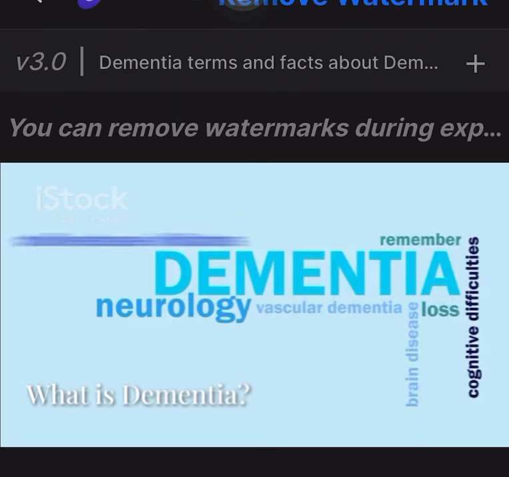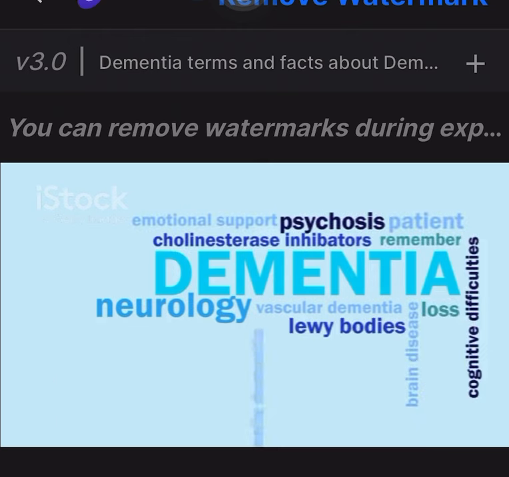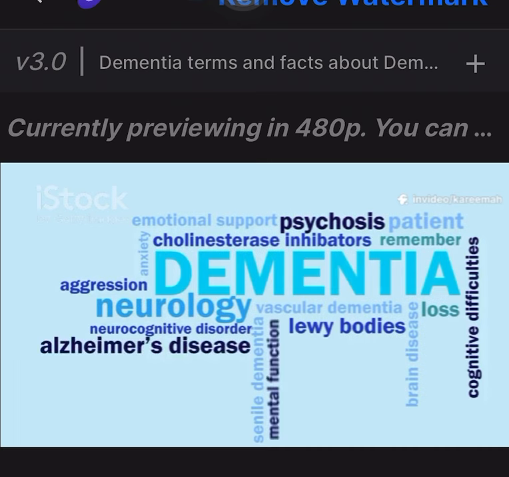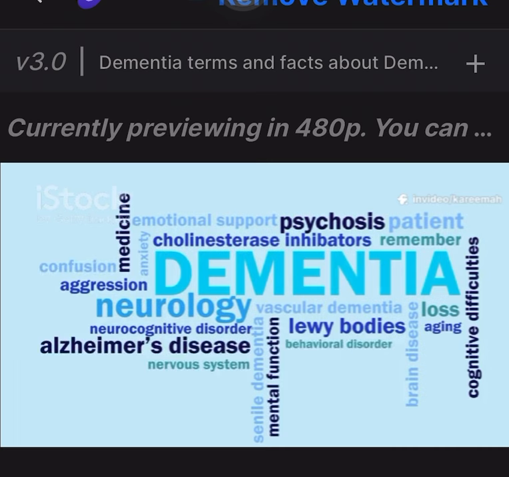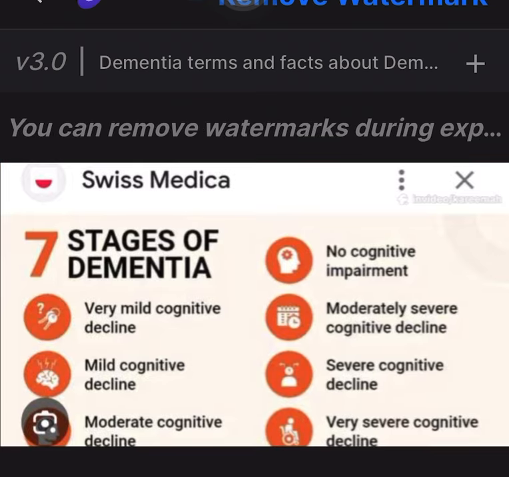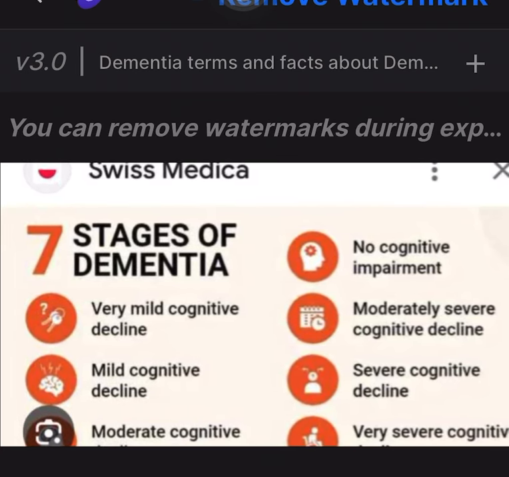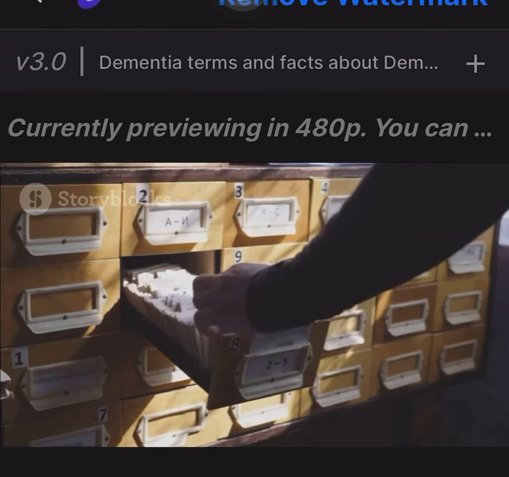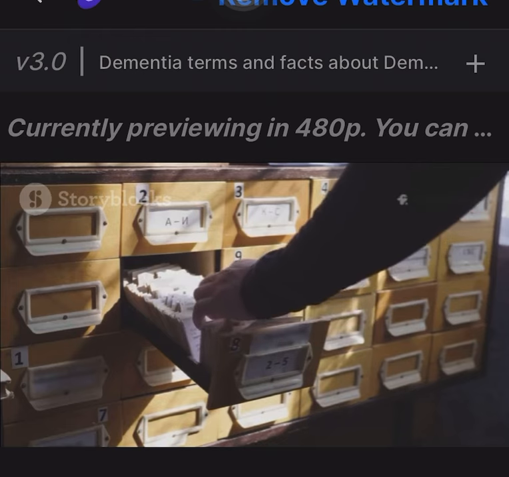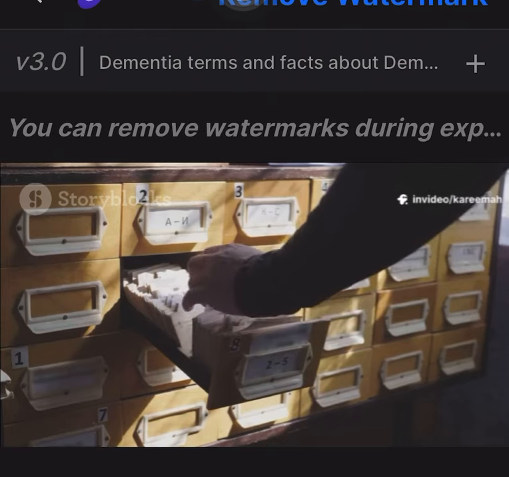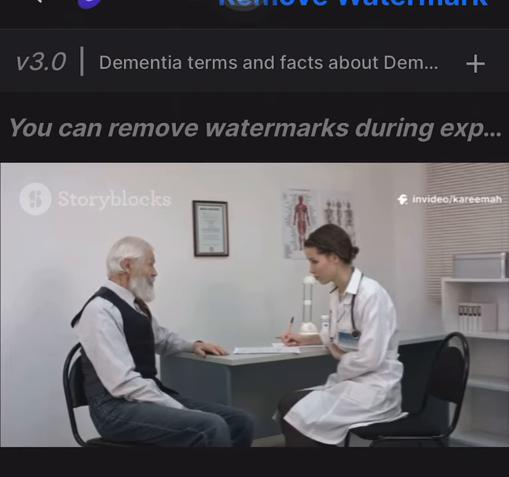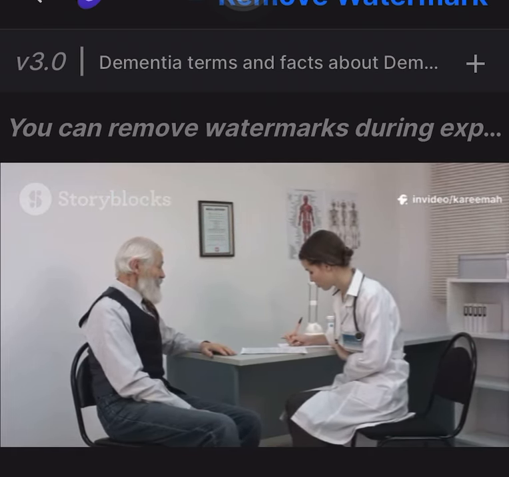Dementia isn't a specific disease, it's an umbrella term for symptoms like memory loss and confusion that interfere with daily life. These changes go beyond normal aging, affecting thinking, behavior, and mood. Imagine your mind as a filing cabinet. Dementia makes it hard to find the files you need. Remember, dementia is a collection of symptoms, not a normal part of aging.